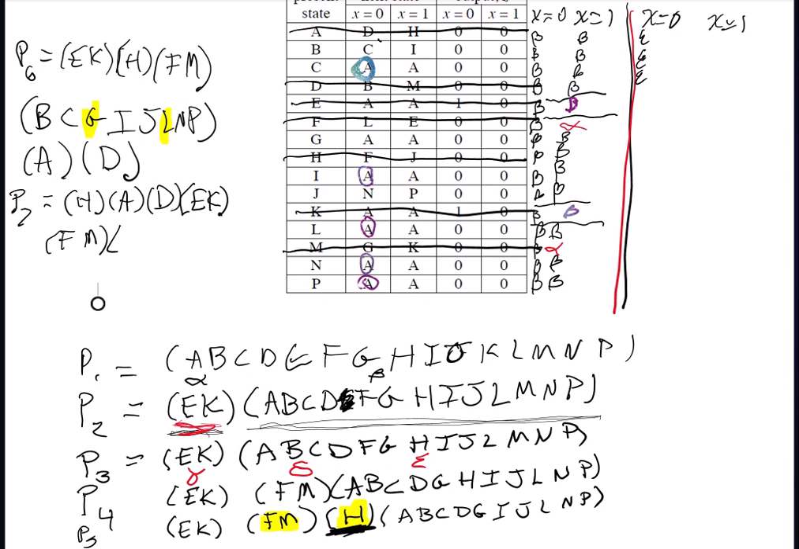So that would be C, I, L, and P. Okay, now let's look at the others. So we are left now with B. Oh, did I miss G?